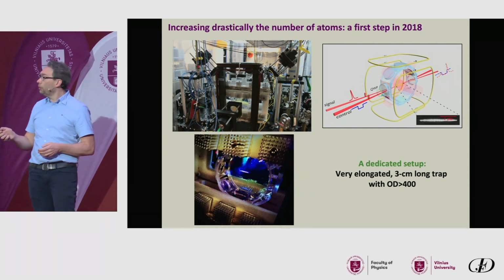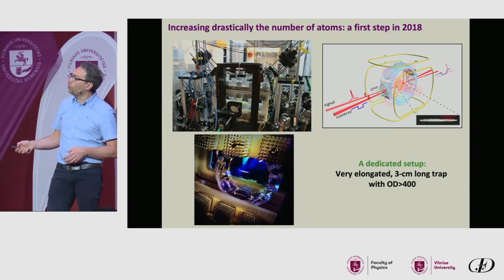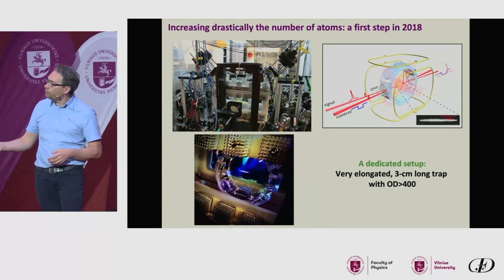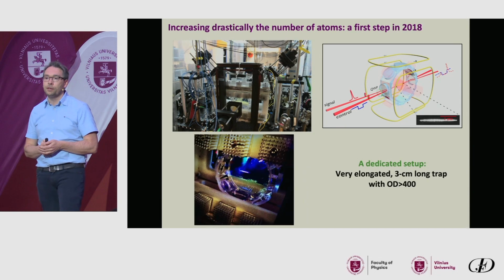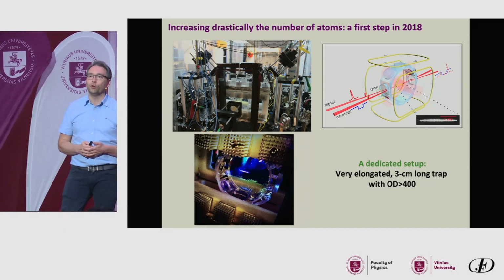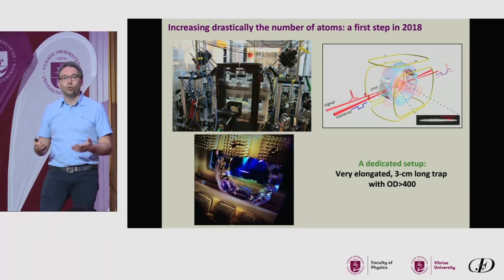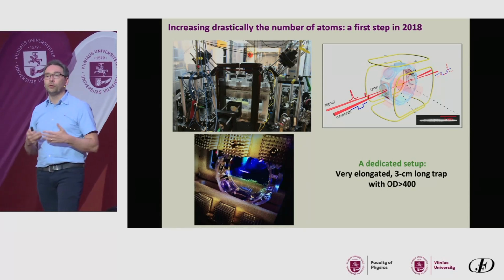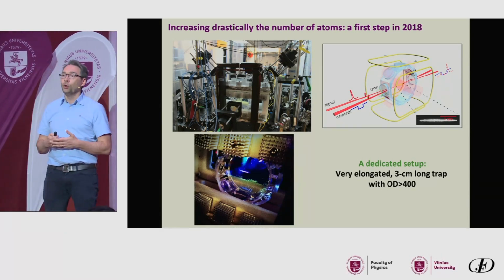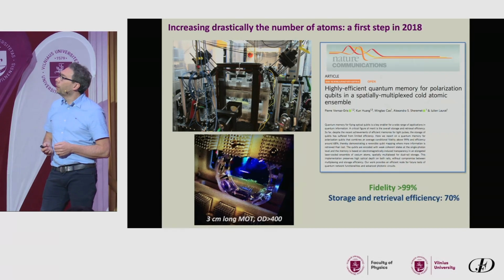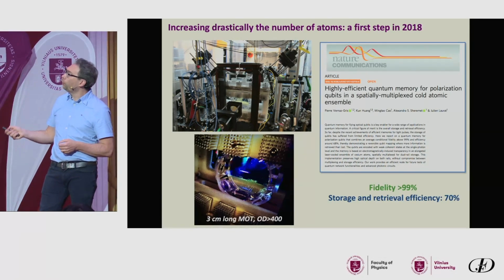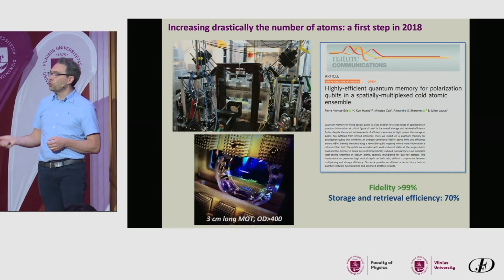So we developed a few years ago a very specific setup with a few recipes where we can have a magneto-optical trap, which is 3 centimeters long, with an OD close to 500. At the same time, you want to prepare your atoms, keep them cold enough, at a few tens of microkelvin or below in this system. And then, using that, we were able to make a first quantum memory with a storage and retrieval efficiency.